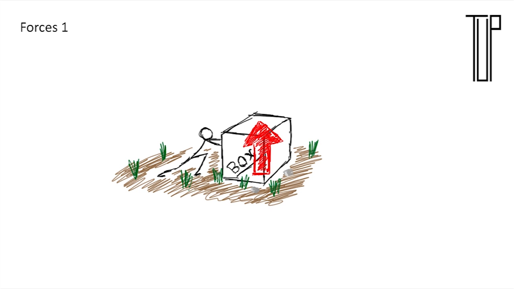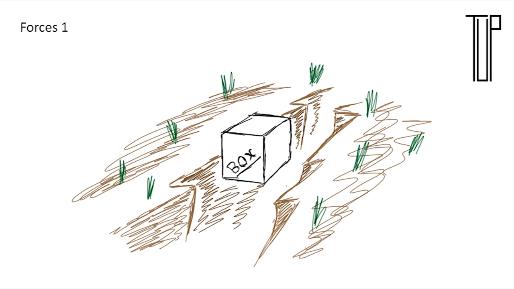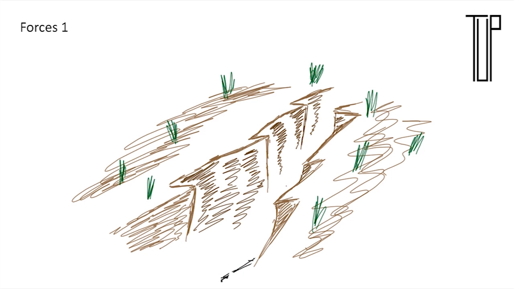Finally, there is the reaction force. This is a force applied on the box in the opposite direction to gravity. It is here as the ground is not letting the box pass through it. If the ground did let the box pass through it, then the reaction force would be less, or even zero.